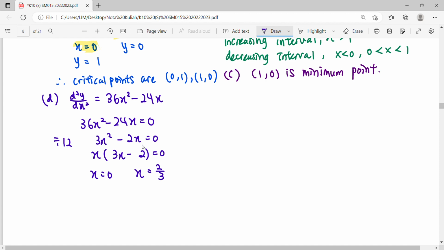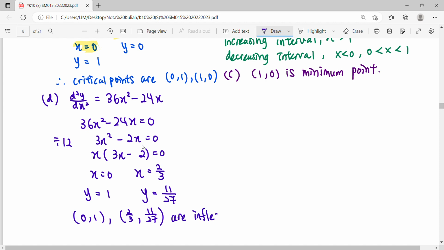So once we get our x coordinate, we substitute to get our y coordinate. So x equals 0, y equals to 1. x equals to 2 over 3, y equals to 11 over 27. So we have 2 points here: (0, 1) and (2/3, 11/27). There are inflection points.